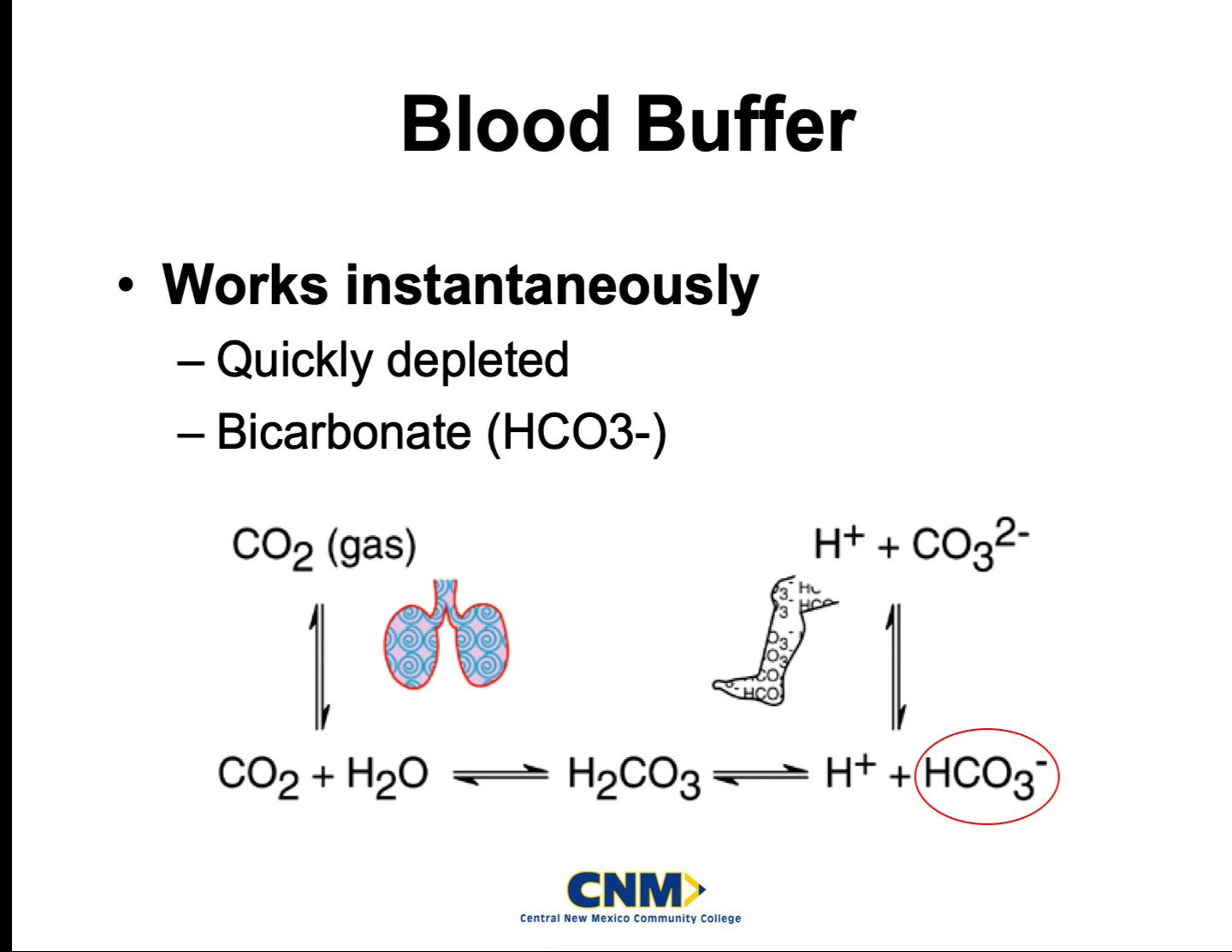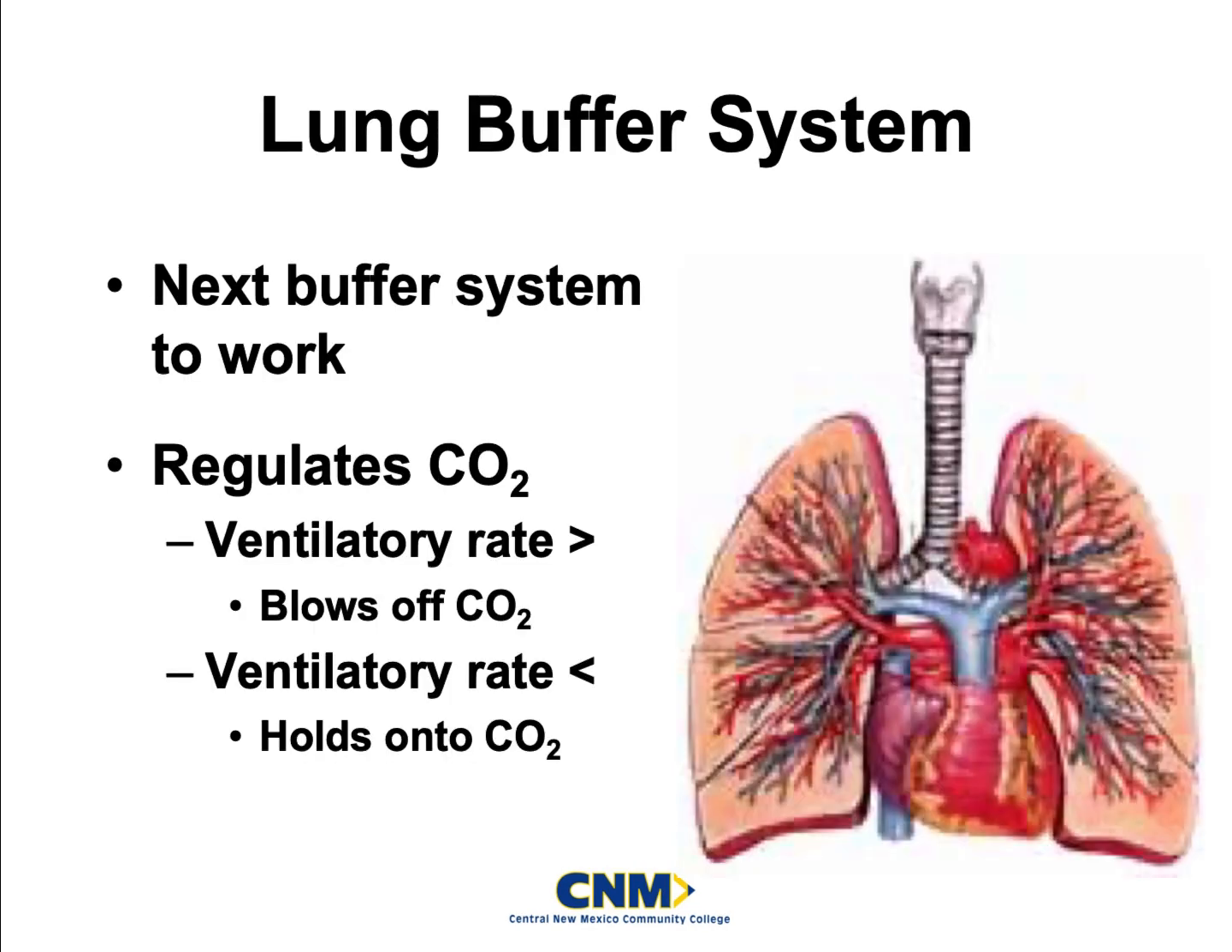ion. Okay? So again, I'm not going to get too much into it, but this is just a picture for you guys to make you understand that the lungs only get rid of acid by blowing off the CO2, where the kidneys are the most efficient but the slowest, and they get rid of the hydrogen ions for us through our urine. The lung buffer system is the next system to work after the blood is overwhelmed.